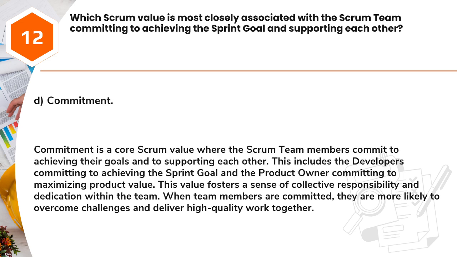Answer: D. Commitment. Commitment is a core Scrum value where the Scrum team members commit to achieving their goals and to supporting each other. This includes the developers committing to achieving the sprint goal and the product owner committing to maximizing product value. This value fosters a sense of collective responsibility and dedication within the team. When team members are committed, they are more likely to overcome challenges and deliver high-quality work together.